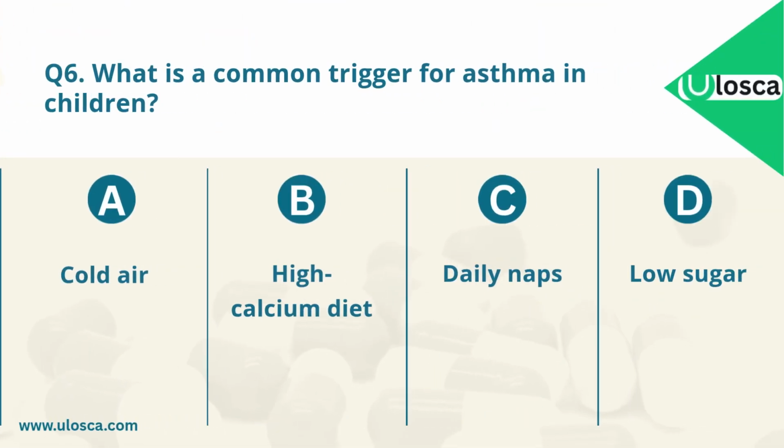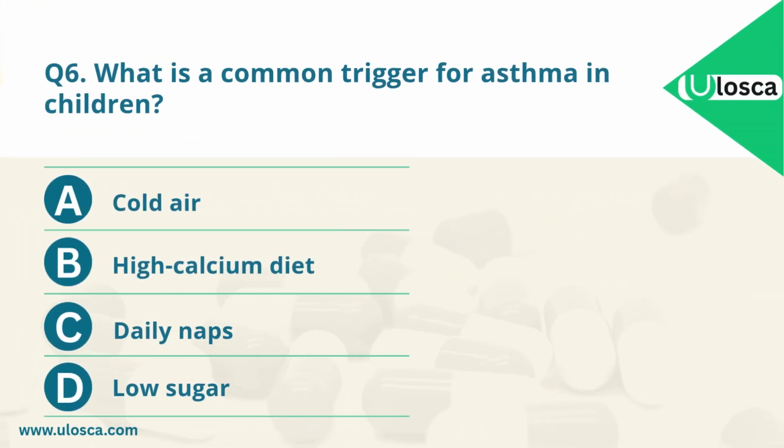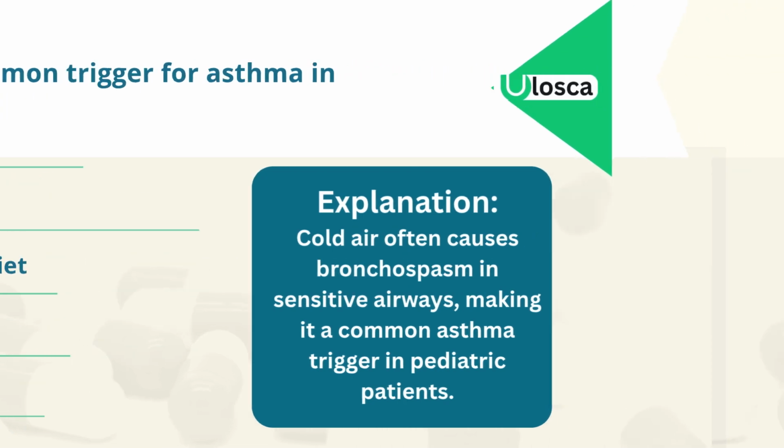Question 6. What is a common trigger for asthma in children? A. Cold air, B. High calcium diet, C. Daily naps, D. Low sugar. Which one is the correct answer? The correct answer is A. Cold air. Explanation. Cold air often causes bronchospasm in sensitive airways, making it a common asthma trigger in pediatric patients.